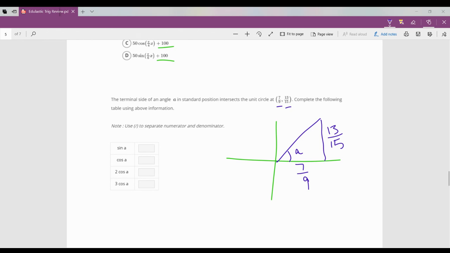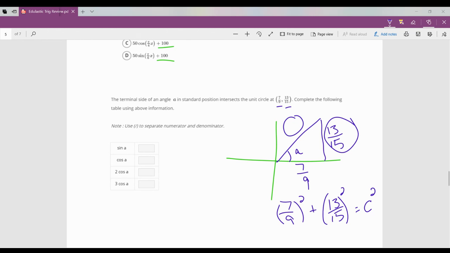So I'm going to need to do 7/9 squared plus 13/15 squared equals c squared. And I'm going to have to find what c squared is. And then sine would just be opposite over whatever my hypotenuse is. Okay, cosine likewise would be my adjacent over whatever my hypotenuse is. Okay, and then we would just do 2 times that number and 3 times that number.